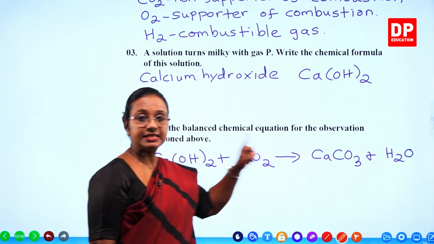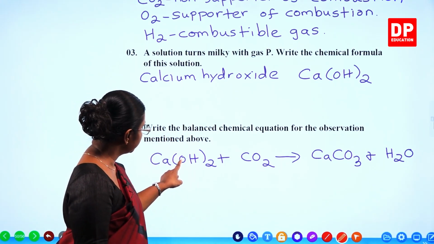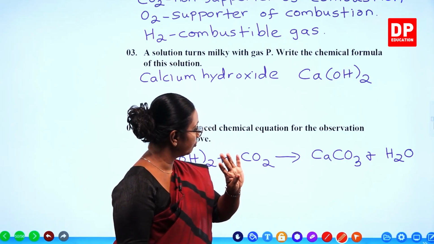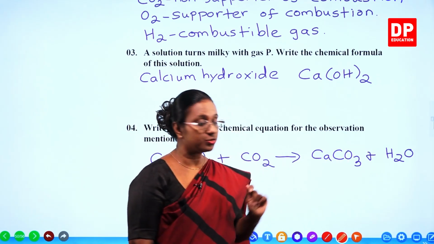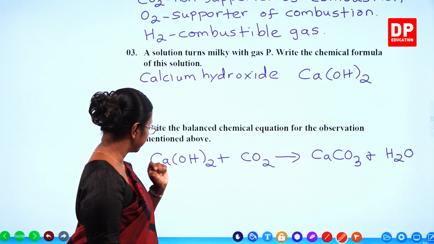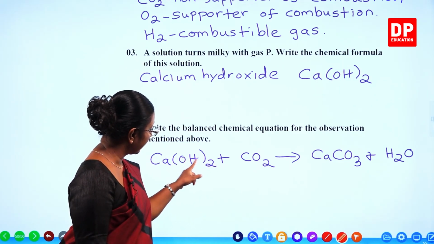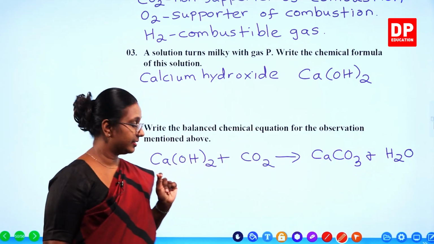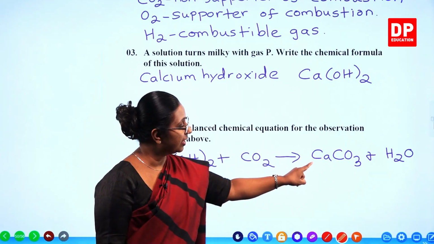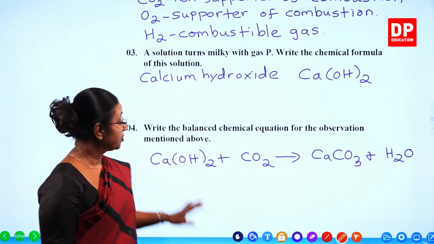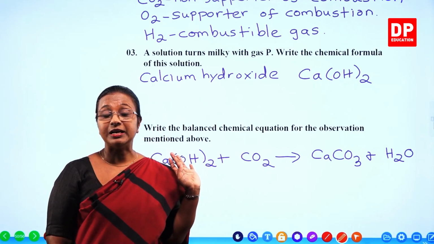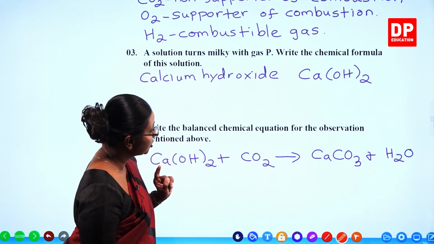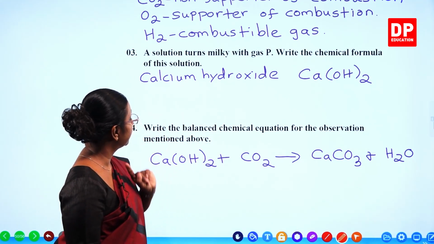Calcium, one atom. Then oxygen, there are 2 oxygen atoms and there are 2 oxygen atoms here. So 4. Here also 3 plus 1, there are 4 oxygen atoms. Hydrogen, 2 times. So there are 2 hydrogen atoms. Here also there are 2 hydrogen atoms. There is 1 carbon, there is 1 carbon there. So this is a balanced chemical equation. So write the balanced chemical equation for the observation mentioned above.